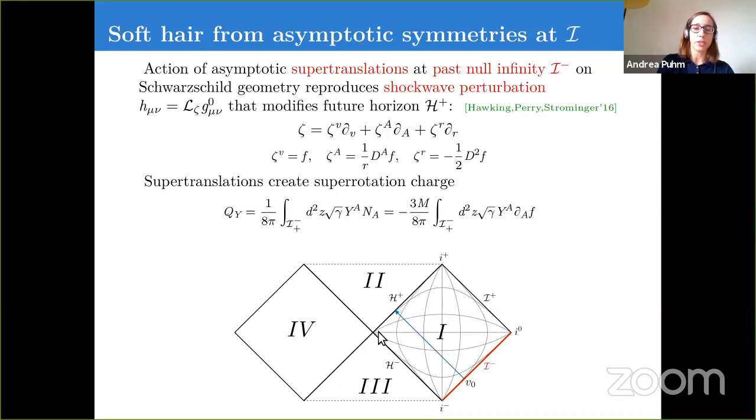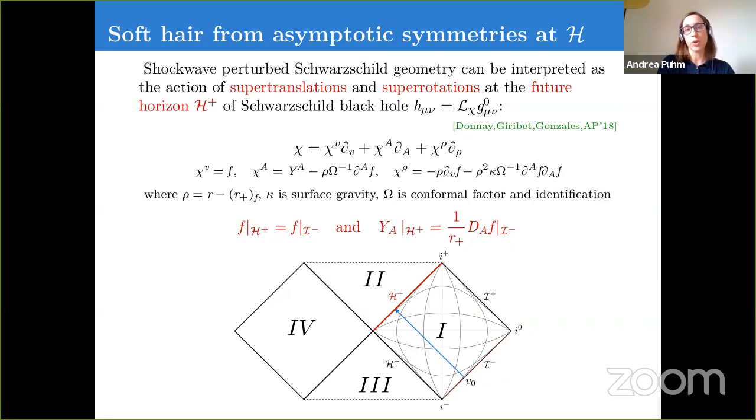You might wonder whether you can rephrase this in a more local fashion, by something that happens at the horizon that an observer hovering outside the horizon might describe. And this is indeed the case. What you can show is that supertranslations at past null infinity can be recast as certain symmetry transformations at the horizon. So this change of the horizon metric by this angle-dependent function can be undone, in some sense, by acting at the horizon with supertranslations as well as superrotations.